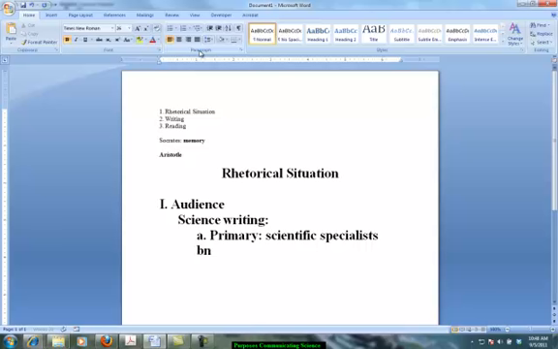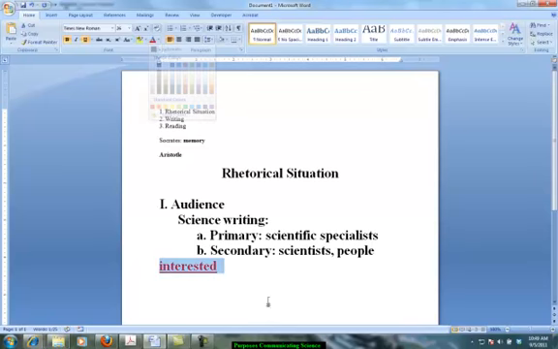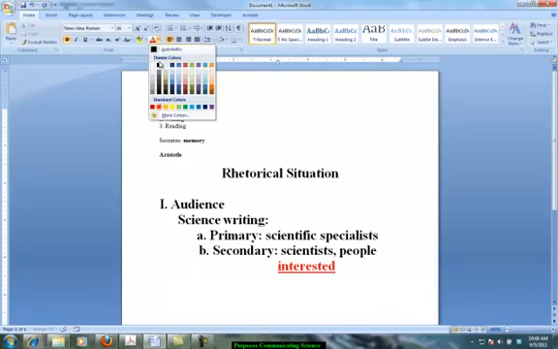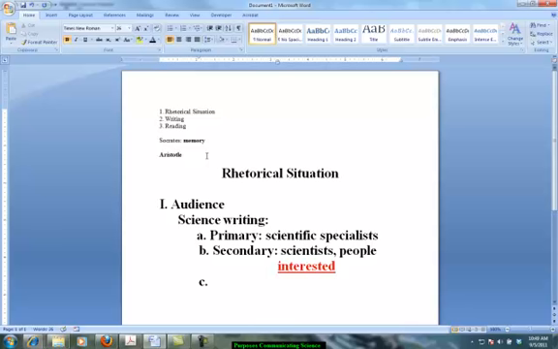But then you might also be writing for a secondary audience, and a secondary audience are other scientists or other people who are merely interested in your field. That's what sets them apart, that they are interested in the information that you have. So these are people who aren't practitioners. They aren't specialists in the field. They may know a lot of the jargon, or maybe not be too familiar with the jargon, but can walk through your scientific story that you're trying to tell.